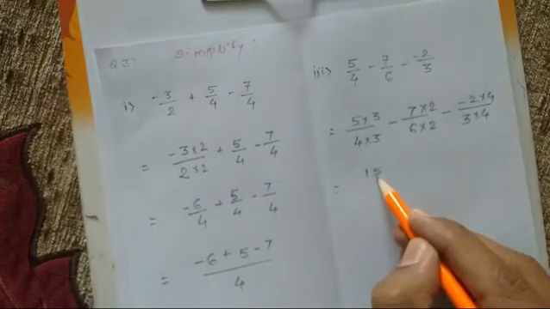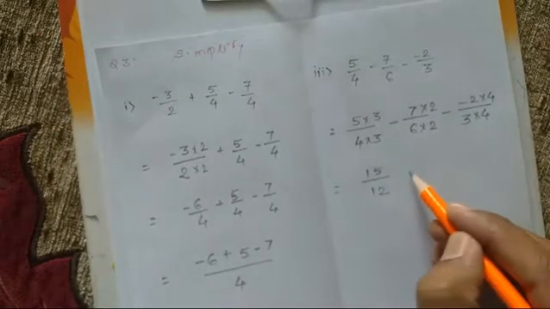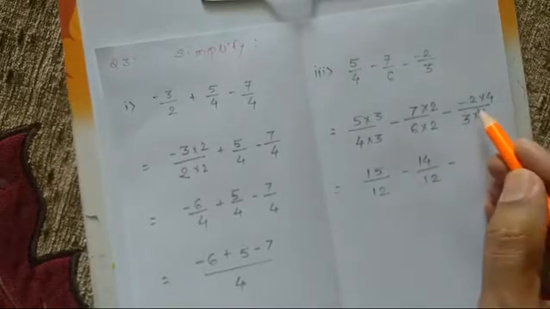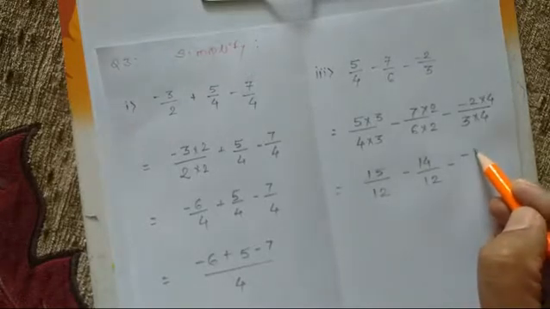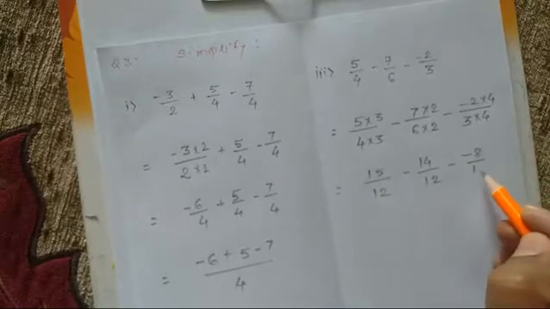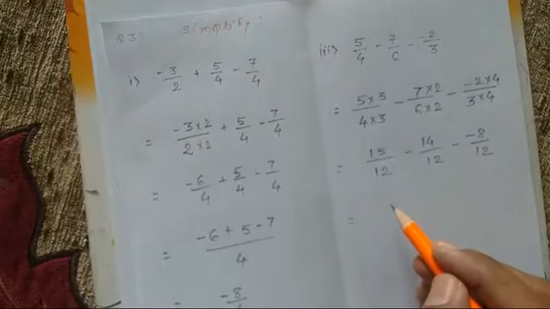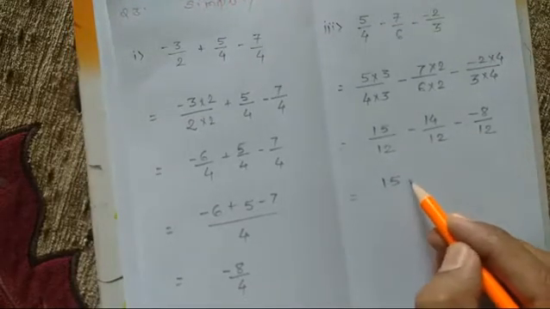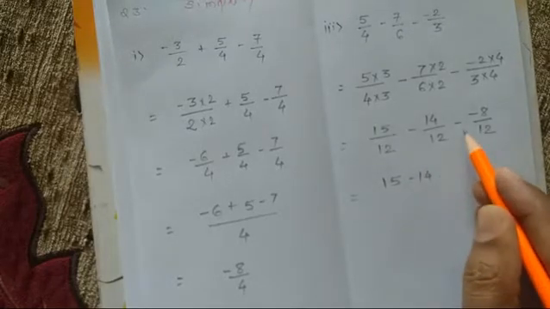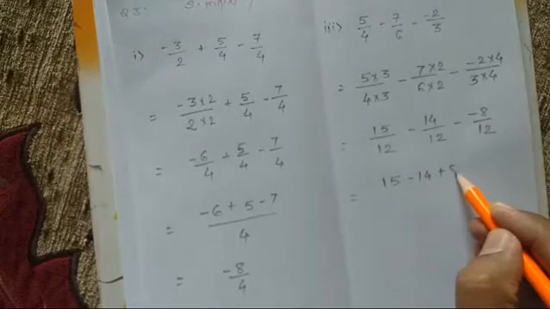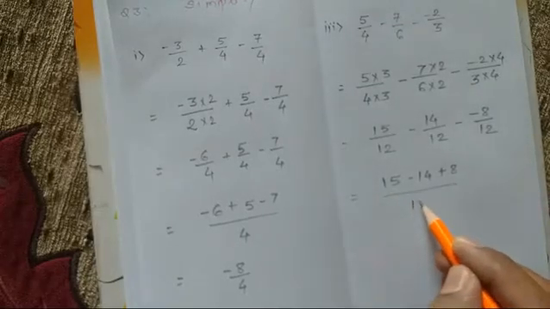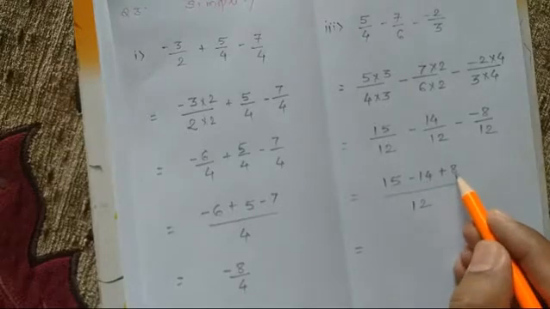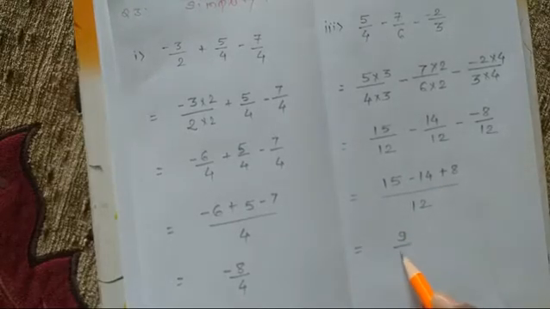5 into 3 is 15 upon 12. Then 7 into 2 is 14 upon 12. And this is minus 2 into 4 is minus 8 upon 12. Now see, denominators are same. We can add or subtract the numerators. 15 minus 14. This minus minus will become plus 8 upon 12. 15 minus 14 is 1 and 1 plus 8 is 9. So it will be 9 upon 12.